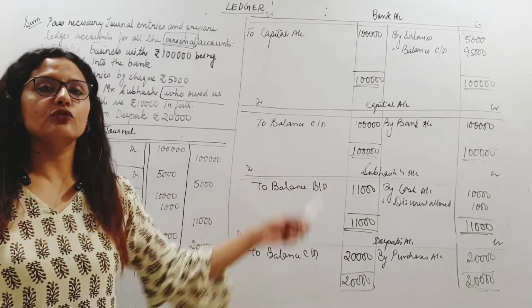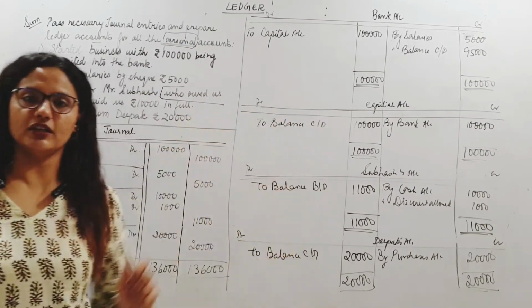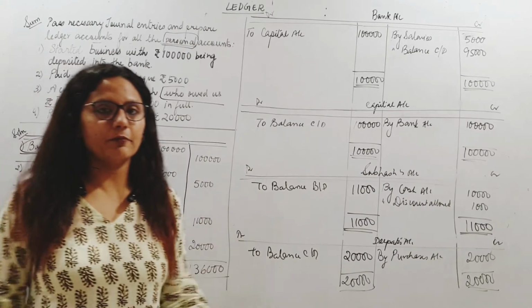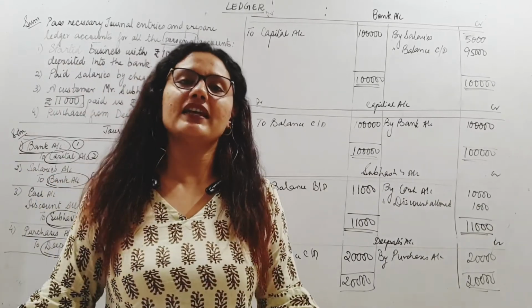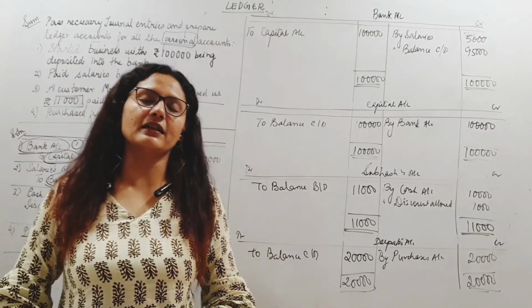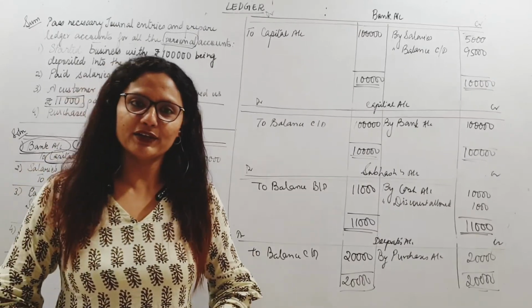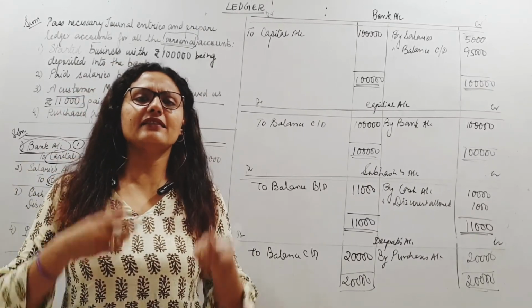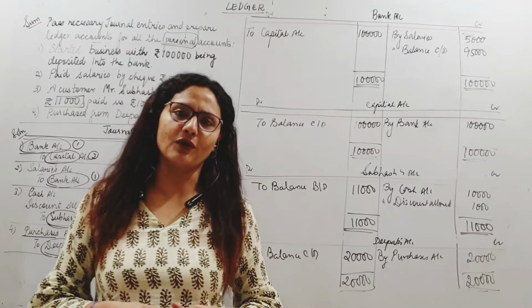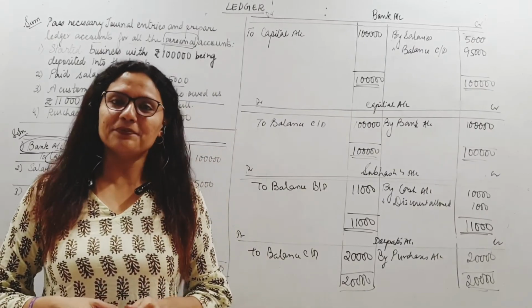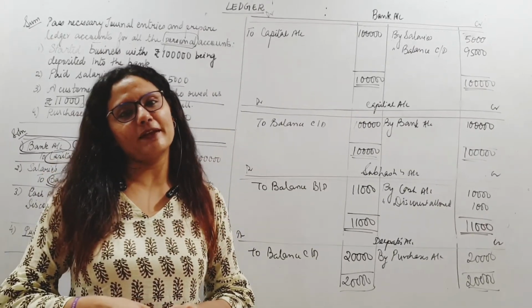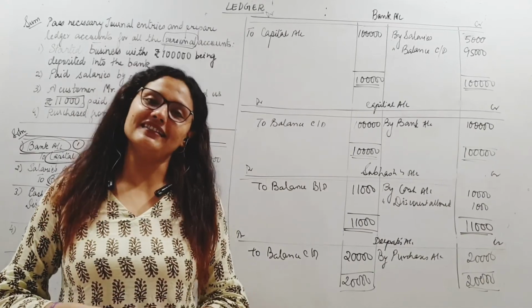Alright. That's how you make your ledger from journal. So I think we have done a lot of practice on ledger. If you have any queries, put your queries in the comment box. Watch all my videos properly once again and then I'm sure you will be able to do all the sums there. Okay. Keep practicing accounts in the simplest of way and stay safe and stay healthy.